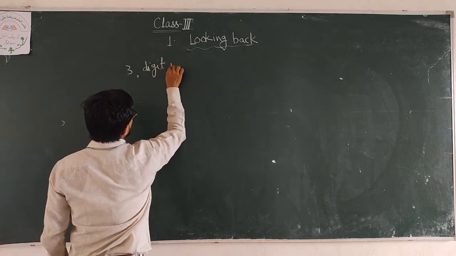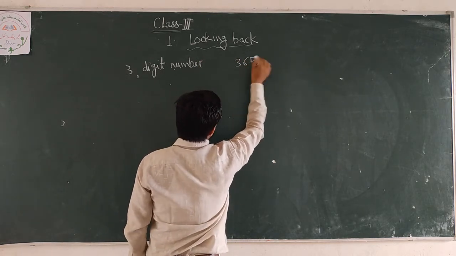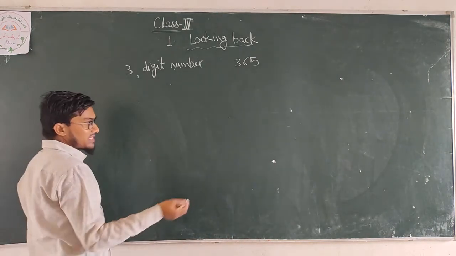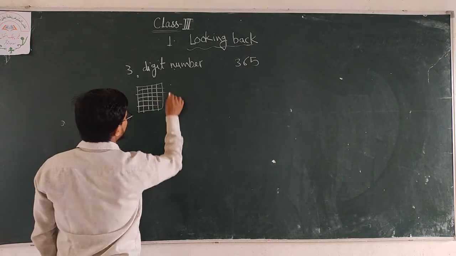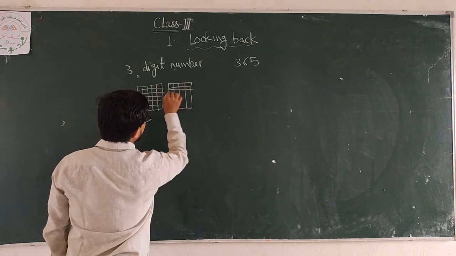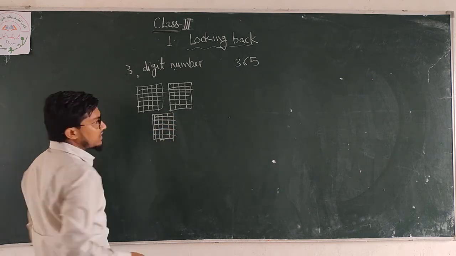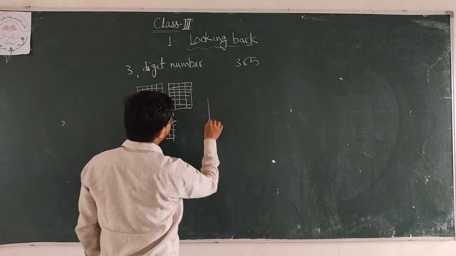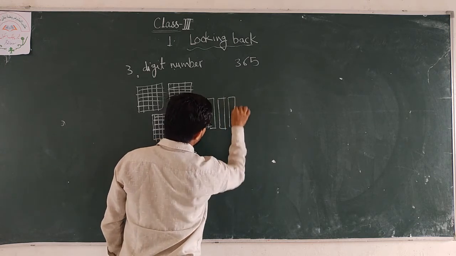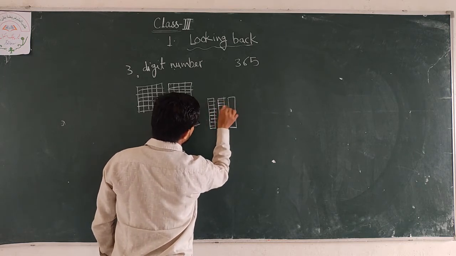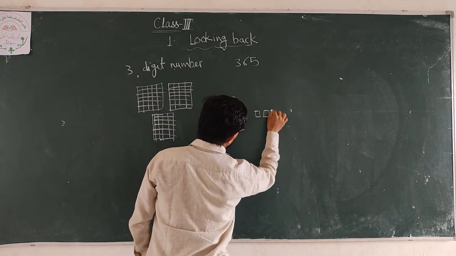If you represent a 3-digit number like 365, in the previous class 2nd you represented it like this: 100, 200, 300, and 65 you represented in this way.